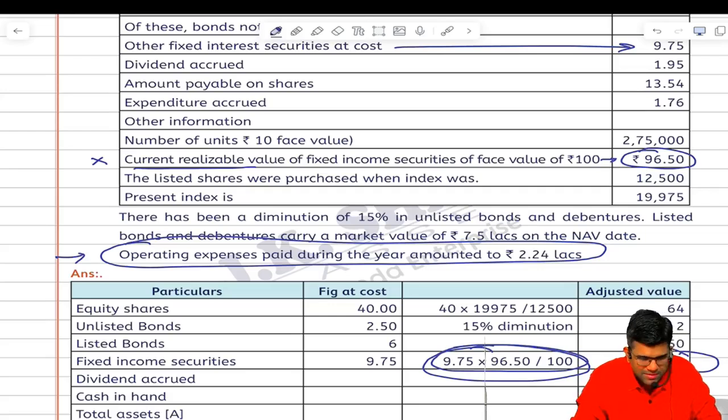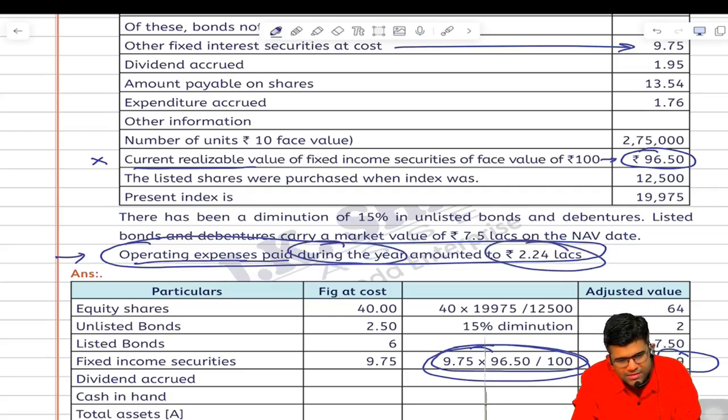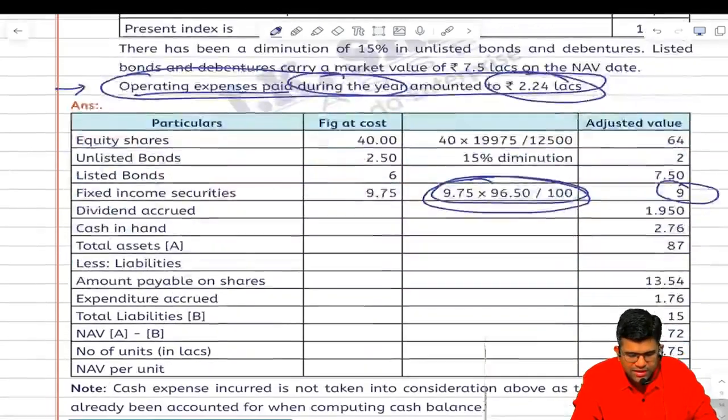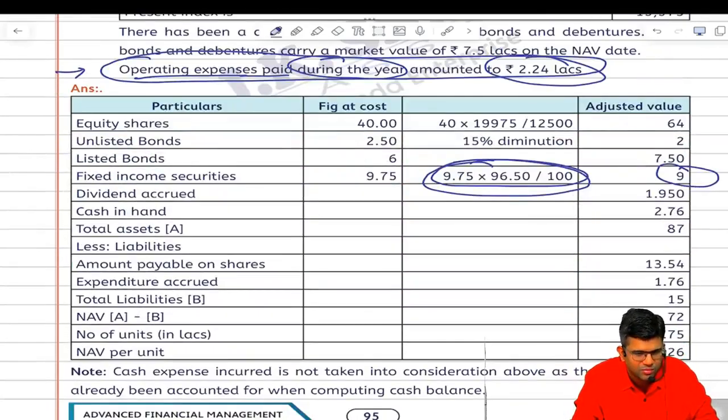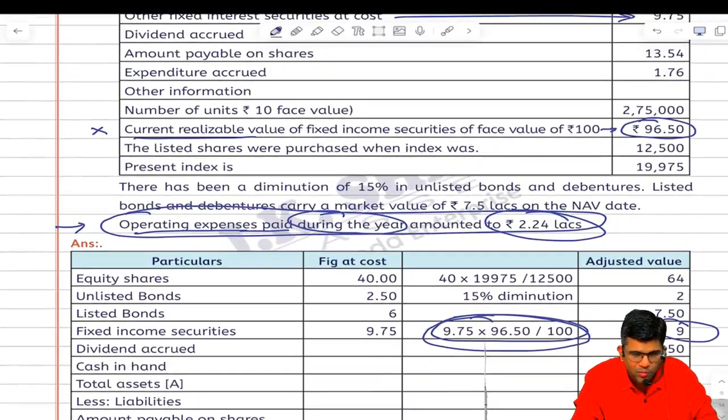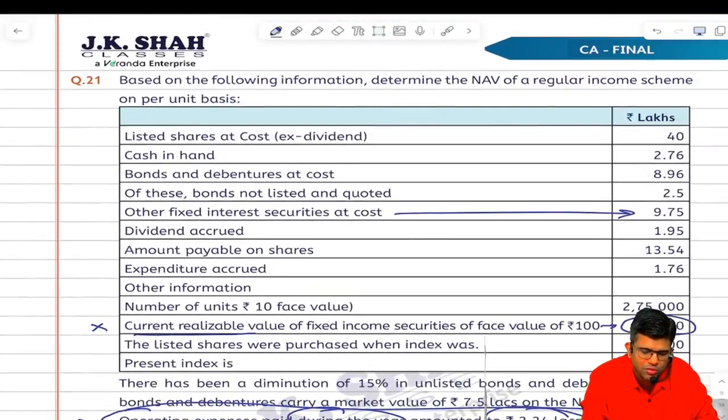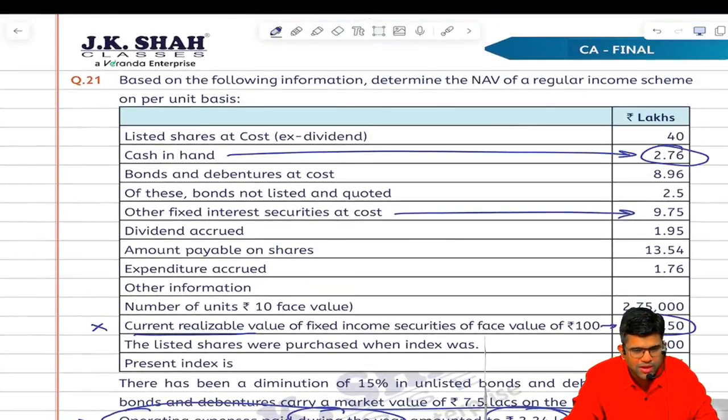Now, what happens is they are saying that during the year we paid operating expenses amounting to 2.24 lakhs. And if you see the entire solution, they have not given any adjustment to that particular data. Why? Because students, do you realize they have already given to you the closing cash balance? Operating expenses and all must have been paid out of this only. So after paying all the operating expenses, the net cash which is available is 2.76, which I have taken into consideration. Everyone, are you all able to understand what I am saying?